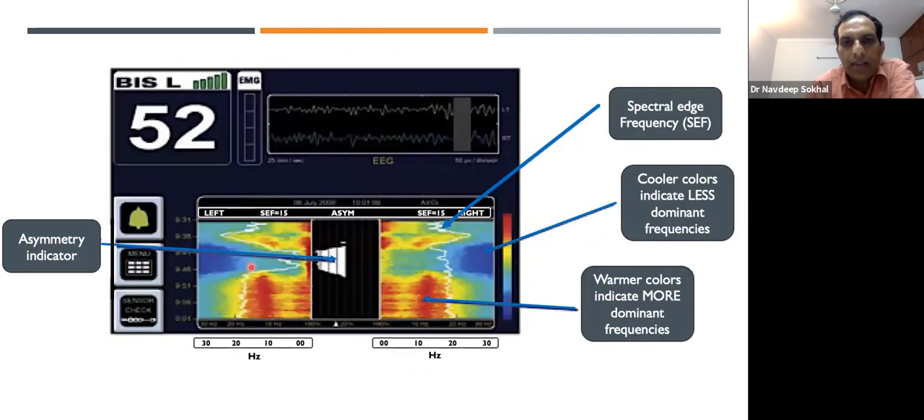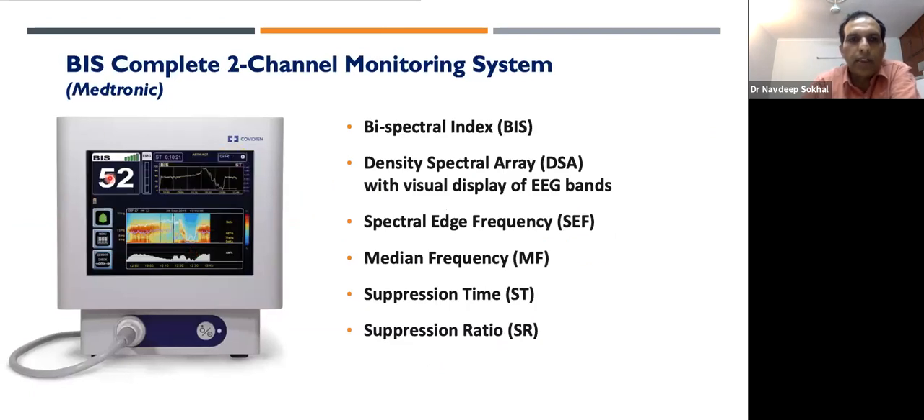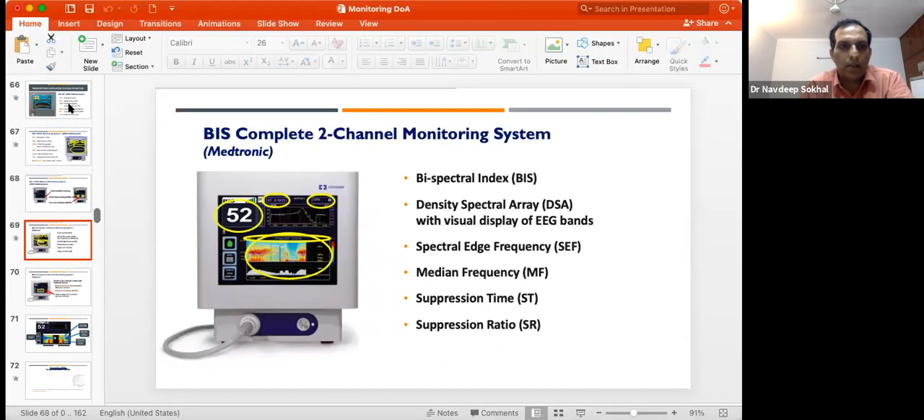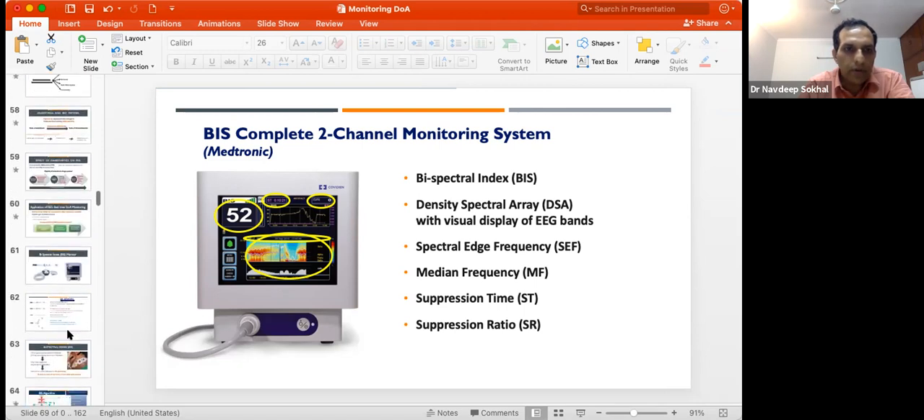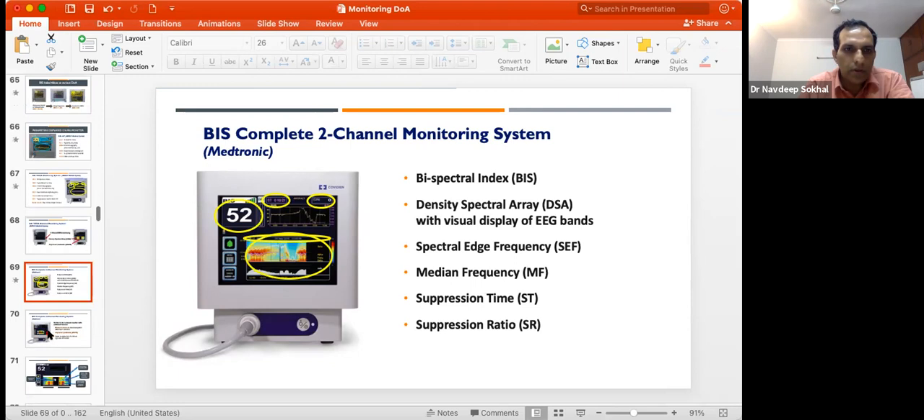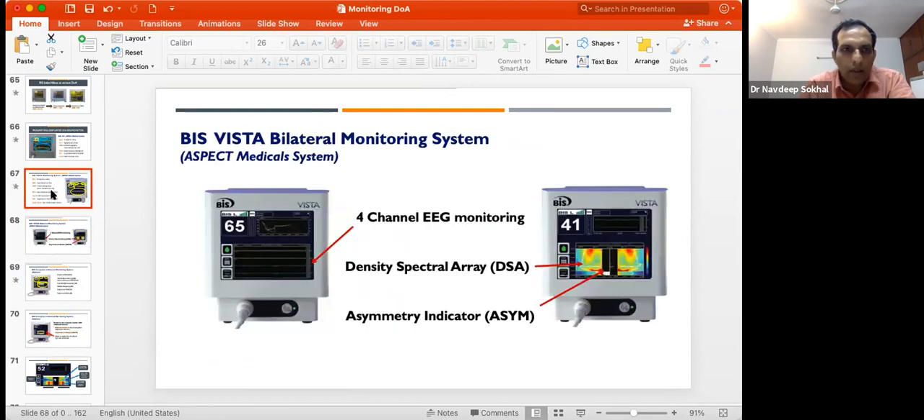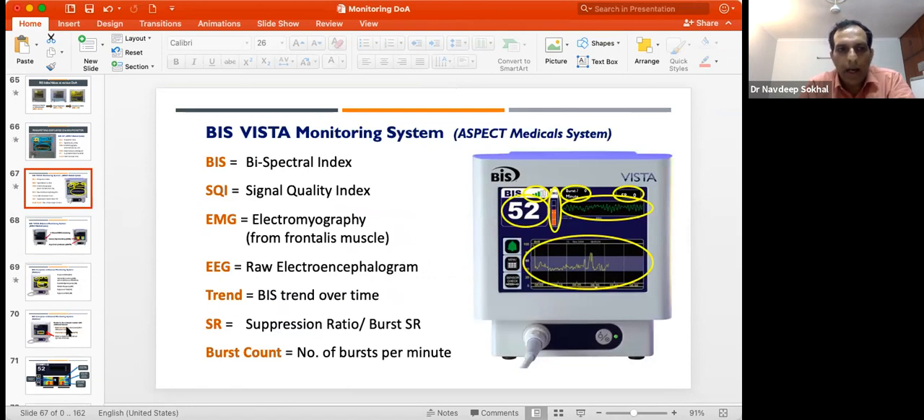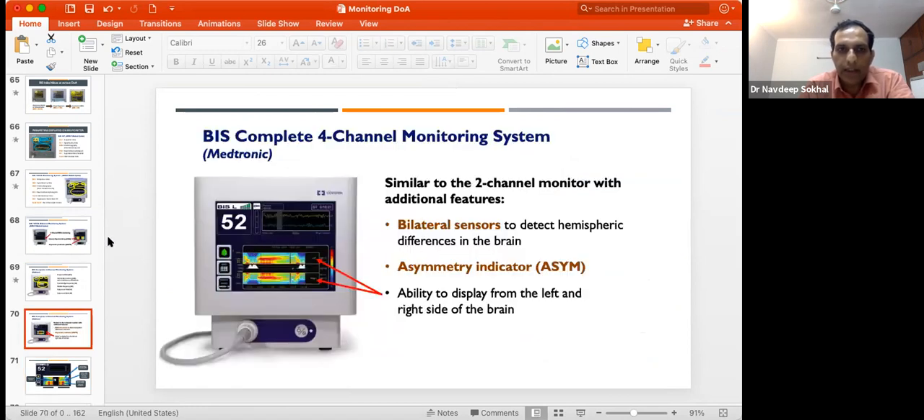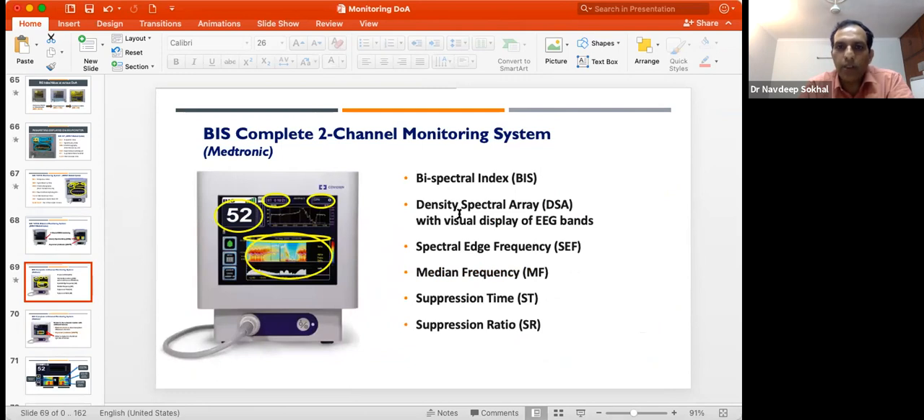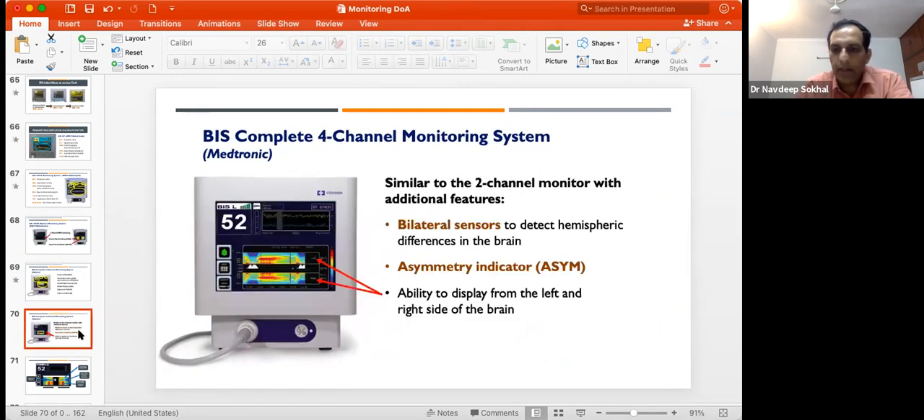Now let's see what these figures are. These figures, if you see the previous monitor, I show you. If I show you this here, in this figure, this area is not there in the previous monitors, which we have already said, these areas as the spectral edge frequency and density spectral array, which are being displayed here.